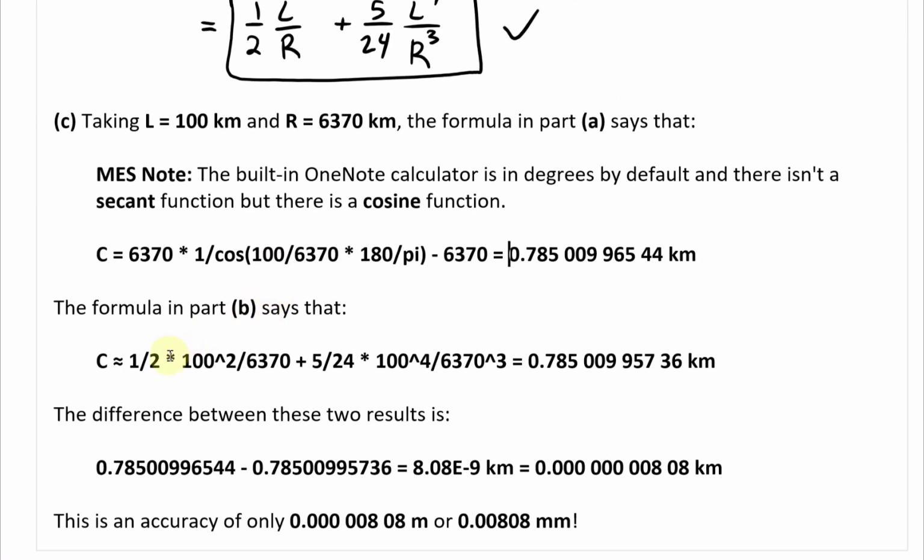And the formula in part B says that, and this is part B, so using this correction instead, we're going to have 1/2 times L squared divided by R, plus 5 over 24 times L to the 4 divided by R to the 3. This equals this part here. Actually, it only gets to this part here, which is interesting. This is what my calculus book has, but my calculus book gets all the way to here, and also if you use a search engine calculator or a more advanced calculator. But here's just a double check, 0.785, so you can trust that the rest is going to be correct.